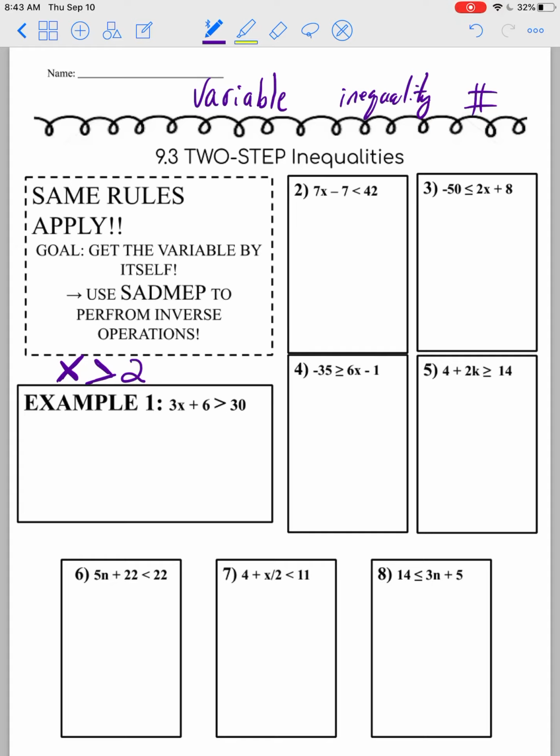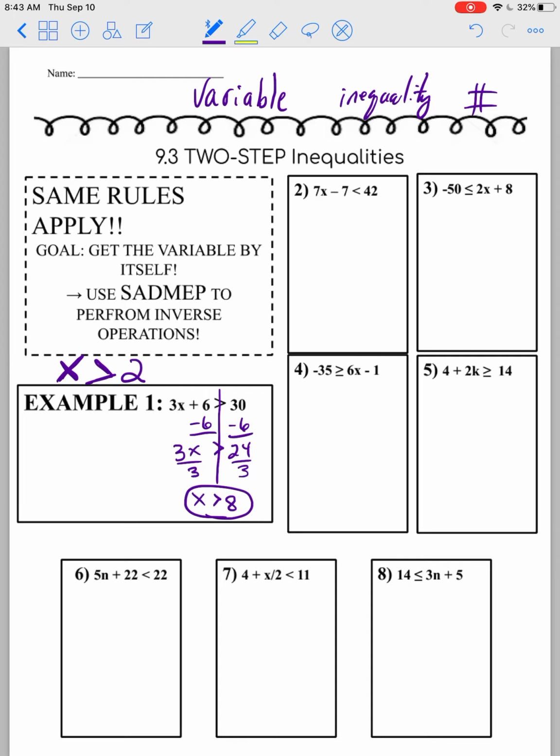So let's get started. Our example here, 3x plus 6 is greater than 30. I'm going to minus 6, I'm going to minus 6. And if you need to, put your line down the middle. That's 24. 3x greater than 24, divided by 3. X is greater than 8. That's simple. Let's look at another one.